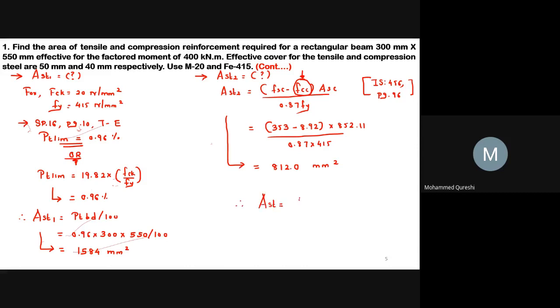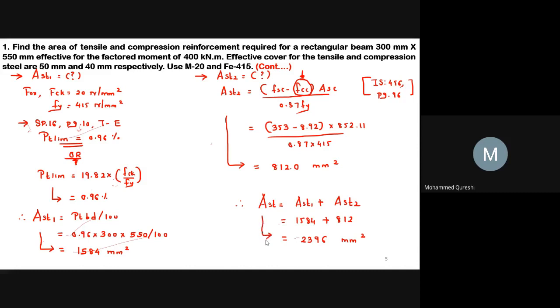Now we will get AST as AST1 plus AST2. AST1 is nothing but 1584 and AST2 is 812. So the value of total AST will be 2396 mm square.